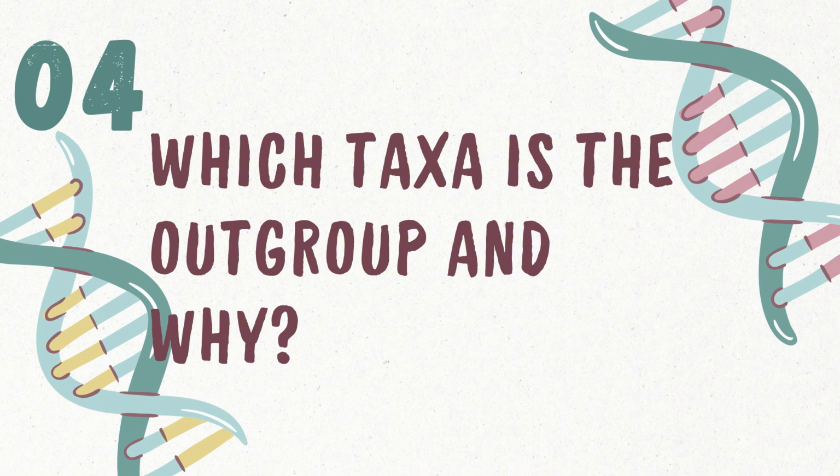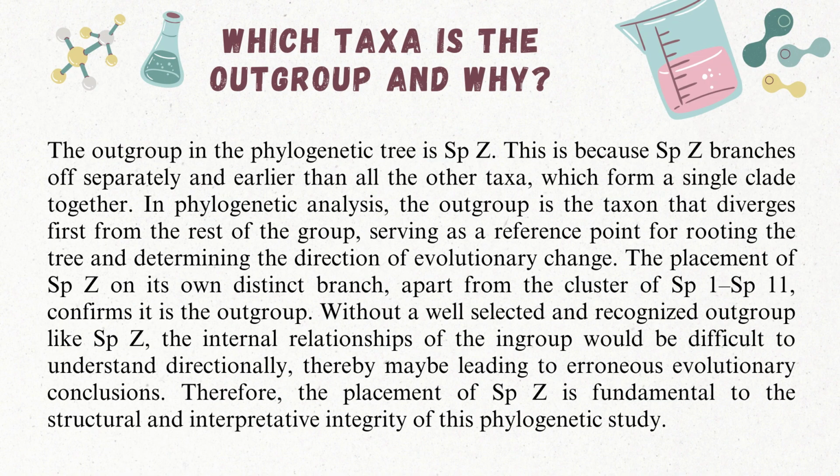Question 4. Which taxa is the outgroup and why? The outgroup in the phylogenetic tree is species Z. This is because species Z branches off separately and earlier than all the other taxa, which form a single clade together. In phylogenetic analysis, the outgroup is the taxon that diverges first from the rest of the group, serving as a reference point for rooting the tree and determining the direction of the evolutionary change.